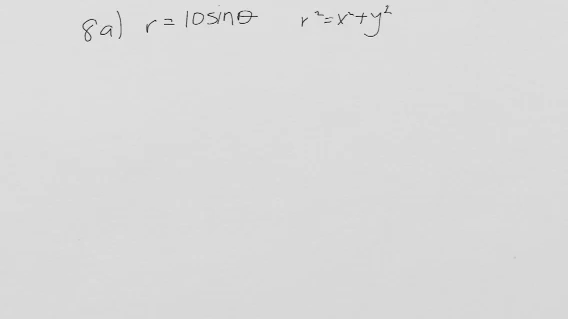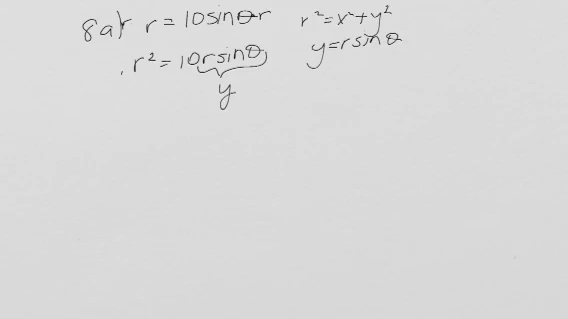So that means that we would need to multiply each side by r so that we can balance the equation but also get it in terms of r squared. So that tells us that r squared is equal to 10r sine theta. And we also know, interestingly, that y equals r sine theta. So here where I have an r sine theta, I can plug in y. And here where I have an r squared, I can plug in x squared plus y squared and just bring down that 10. And this is my final equation for 8a.